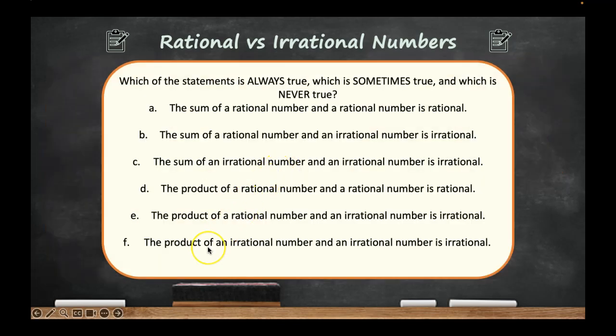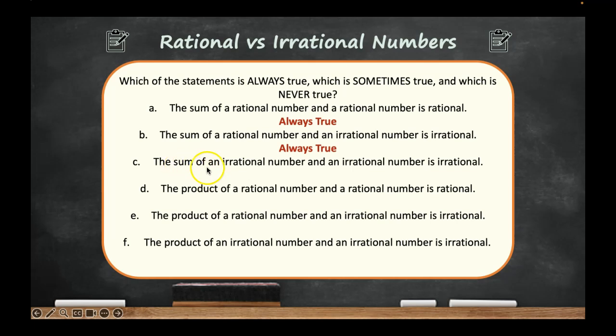So these are six very famous statements that you often see on an assessment when they're asking you about rational versus irrational numbers. Let's look at the first one. The sum of a rational number and a rational number is rational. That is always true. You have a rational number plus another rational number, you get a rational. When you have a sum of a rational number and an irrational number, that is irrational. That's always the case. If you add a rational with an irrational, it's going to end up being irrational.